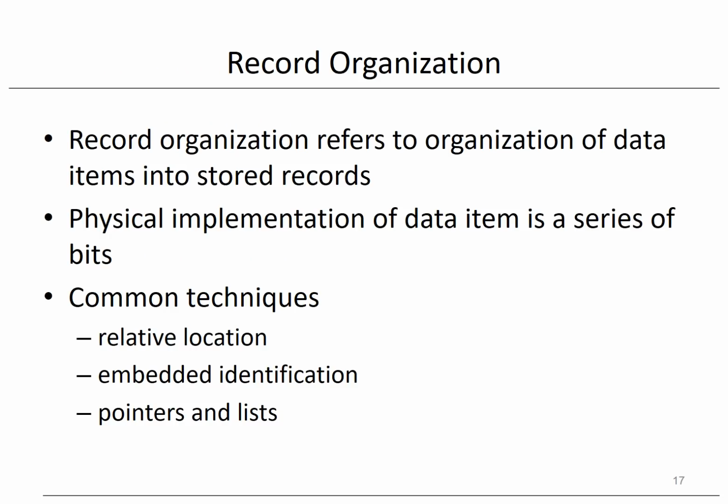Record organization refers to the organization of data items into stored records. Each data item embodies an attribute of a particular real-world entity that is represented by the stored record. The physical implementation of the data item is a series of bits. The actual format depends on the attribute's data type. In what follows, we discuss the following techniques: relative location, embedded identification, and use of pointers and lists.